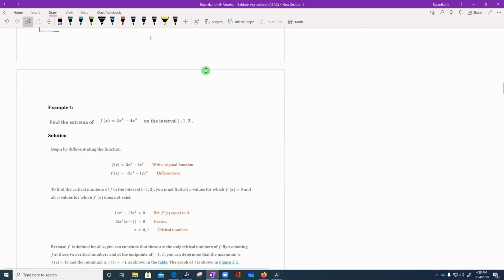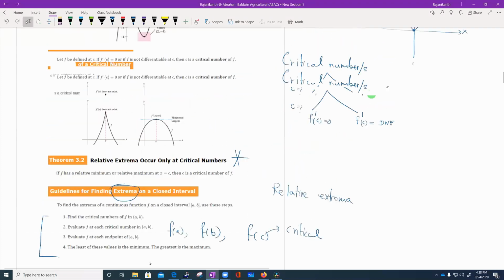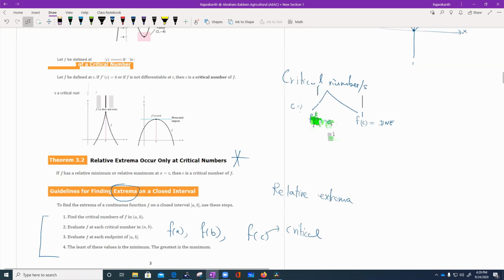What are the steps we have to follow? These 4 steps. First, find the critical value. How do you find the critical value? 2 scenarios. First, find the derivative of the function and check whether there is any point giving 0.